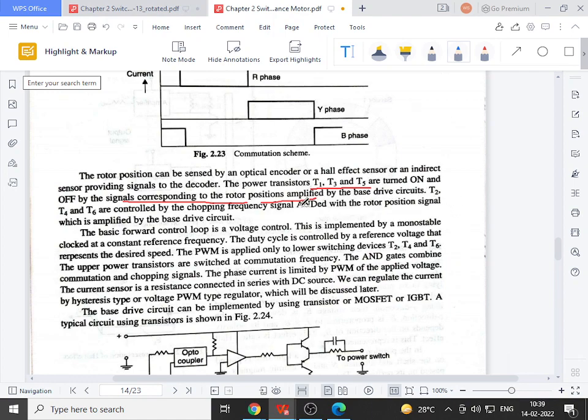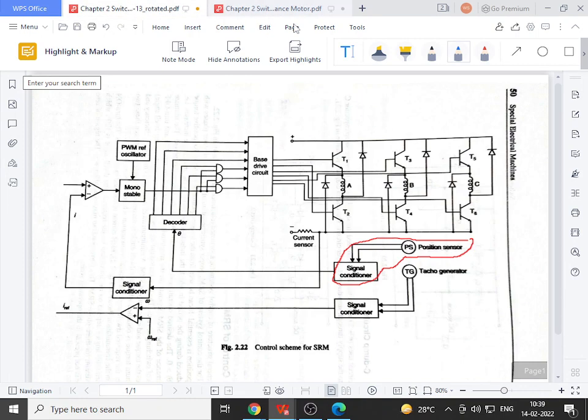Now the transistors T2, T4 and T6 are generally controlled by the chopping frequency; these are your lower leg transistors. The lower leg transistors are controlled by the chopping frequency signal, and this chopping frequency signal is generally ANDed with the rotor position. If you look at this control circuit, these three signals are the lower leg transistor signals.